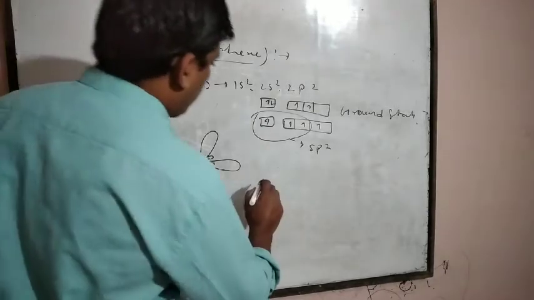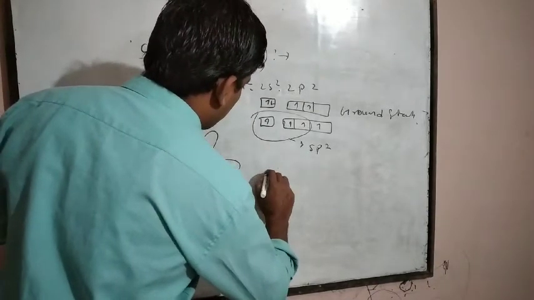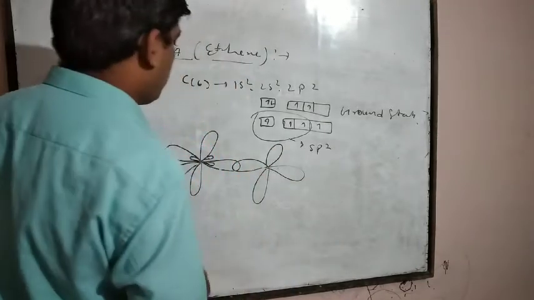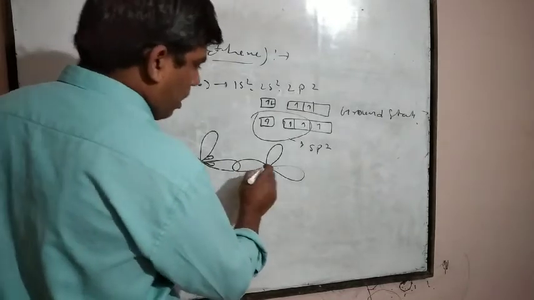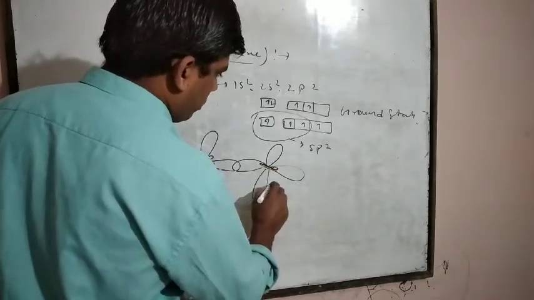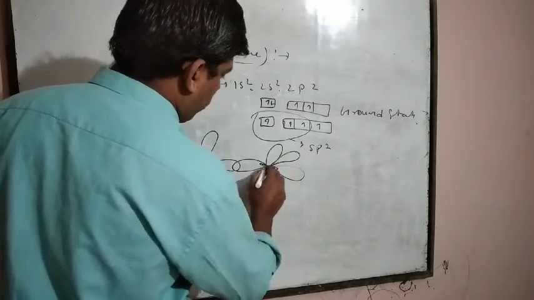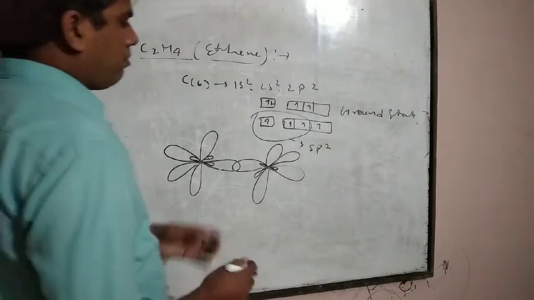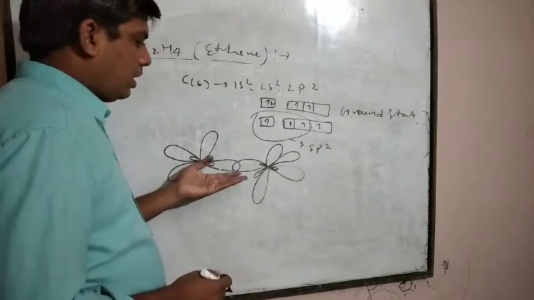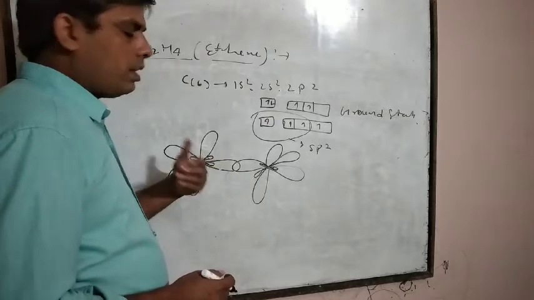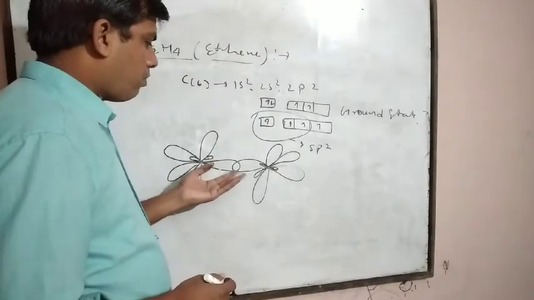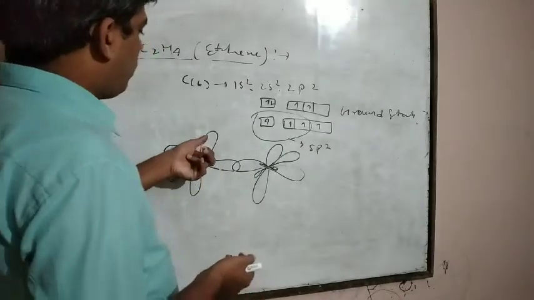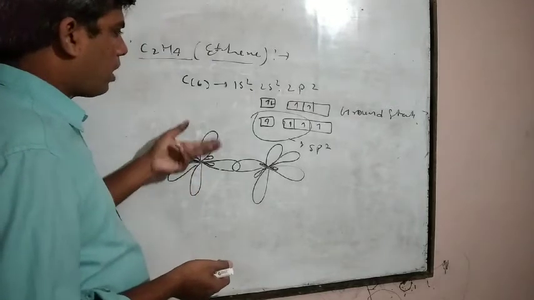Similarly, in the other carbon atom, this is the unhybridized orbital and these are the hybridized orbitals. Now, in this way, among the 3 hybrid orbitals of each carbon, 1 hybrid orbital of each carbon overlaps together, and with the other 2 hybrid orbitals of each carbon, 2 hydrogen atoms overlap.